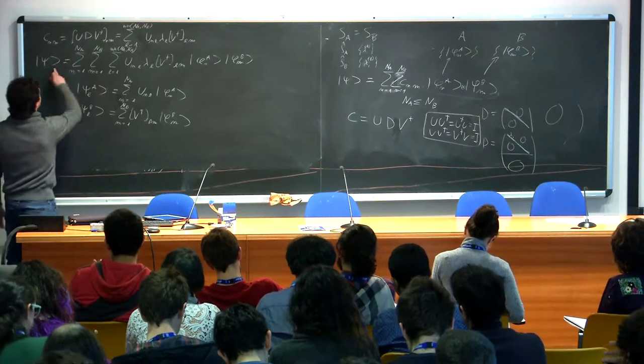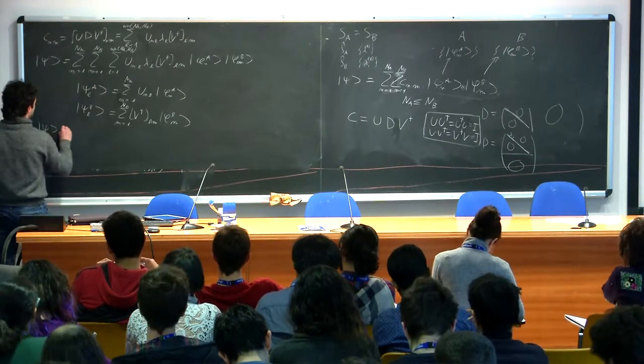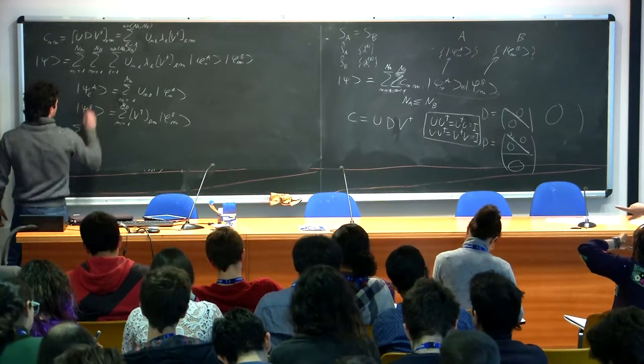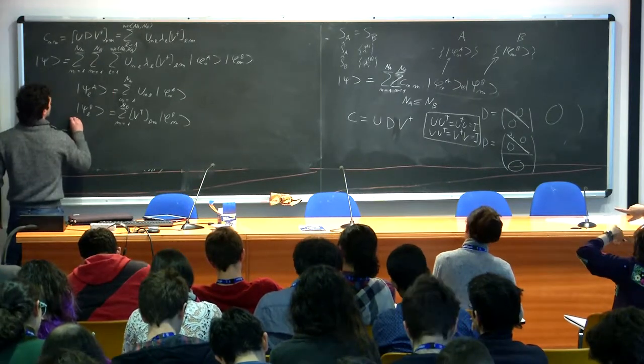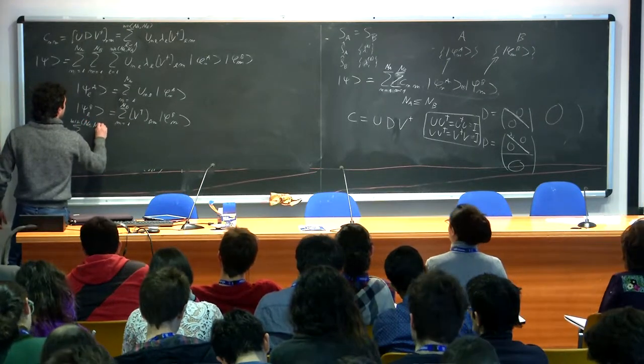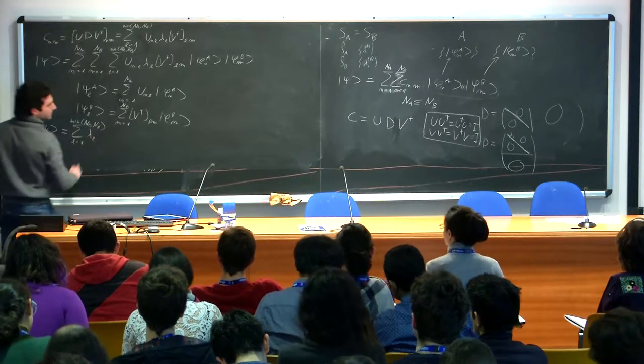And so what's the result? The result is that our state psi can be written as a sum over L that goes from 1 to the minimal dimension between NA and NB. You have here some numbers.